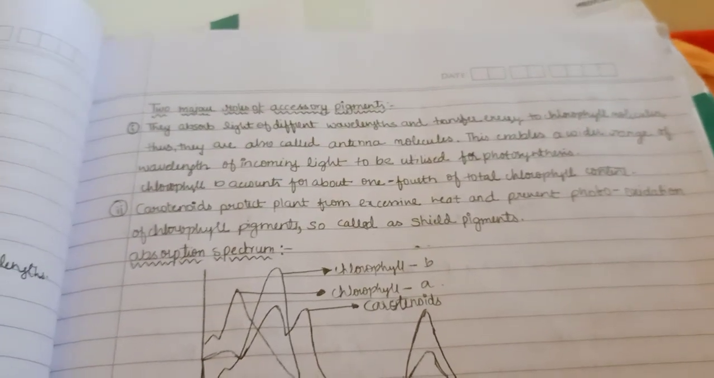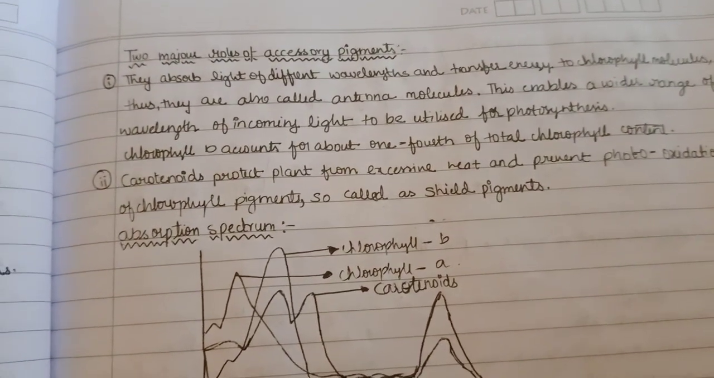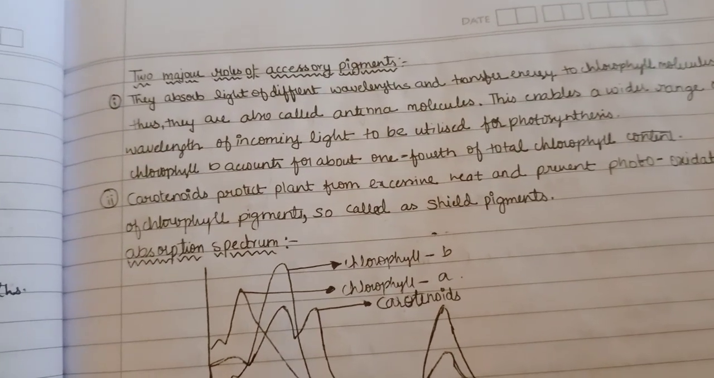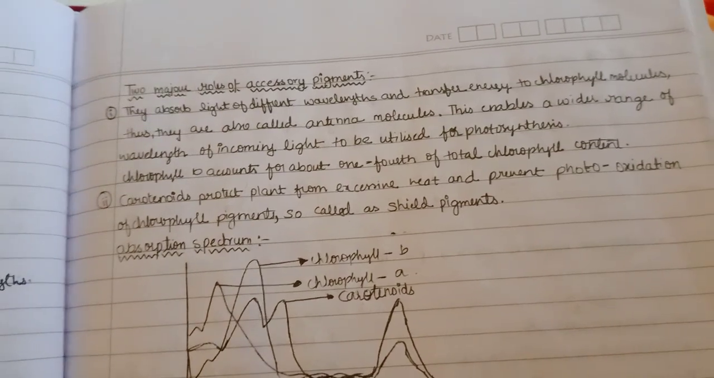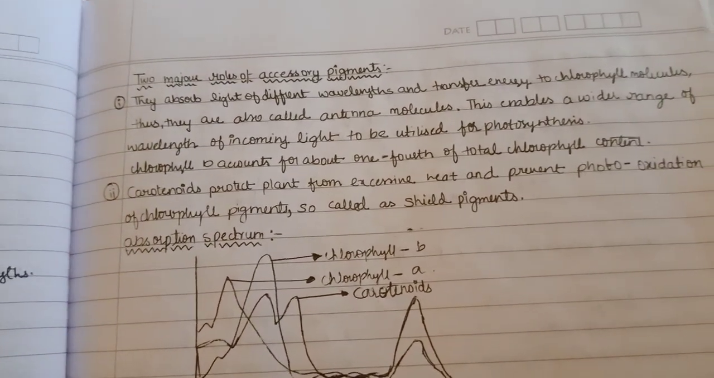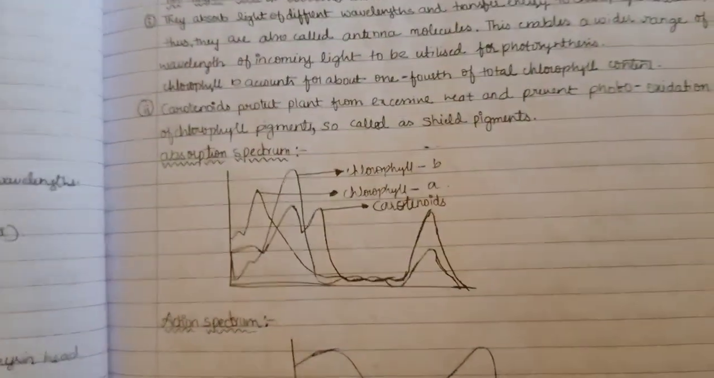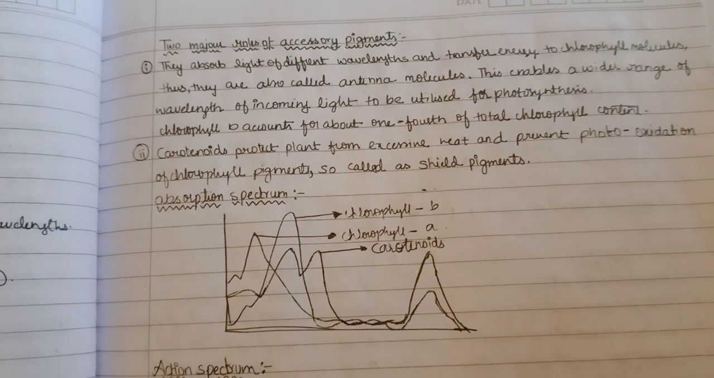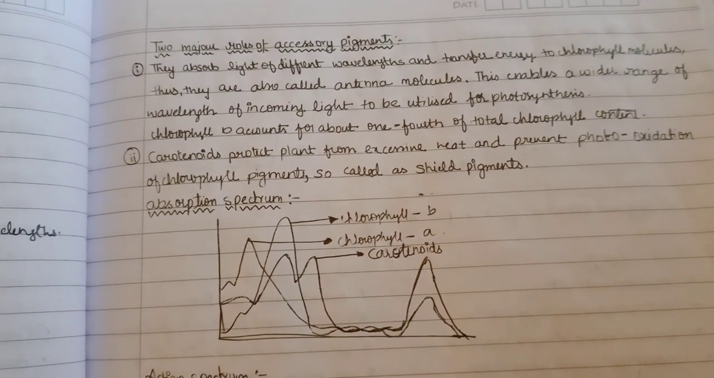Then chlorophyll B accounts for about 1/4 of the total chlorophyll content. Now, the second use: carotenoids protect plants from excessive heat and prevent photooxidation of chlorophyll pigments, so they are called shield pigments. Now, absorption spectrum. Here in this graph you can see chlorophyll A, chlorophyll B, and carotenoids.